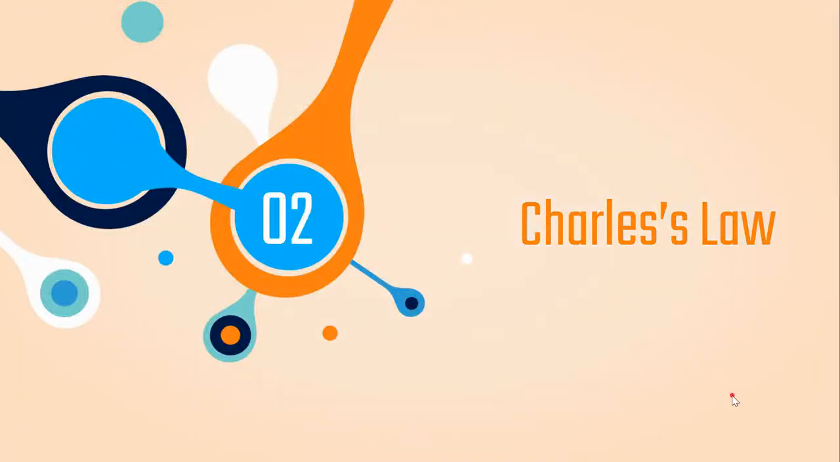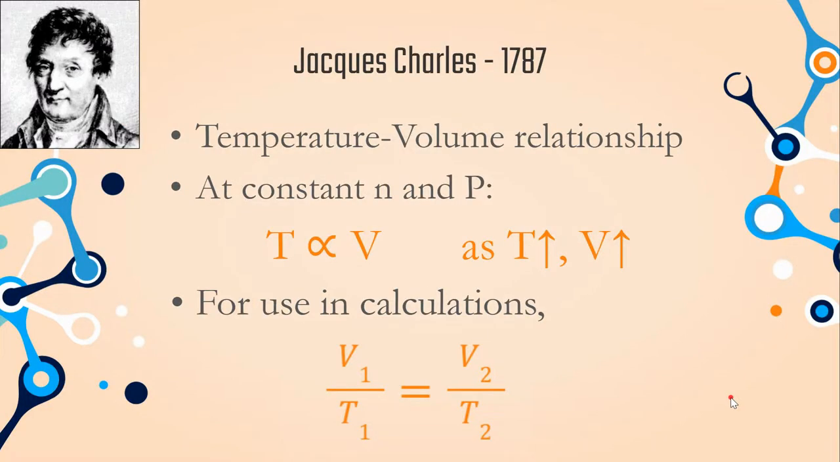Charles' law is a slightly different law. We no longer care about pressure here. Charles' law is our temperature-volume relationship. This says that if the amount of gas and the pressure are constant, then the temperature and the volume are directly proportional. Or in other words, as temperature increases, volume will increase as well. For use in calculations, we have this equation down at the bottom. Initial volume divided by initial temperature is equal to final volume divided by final temperature.